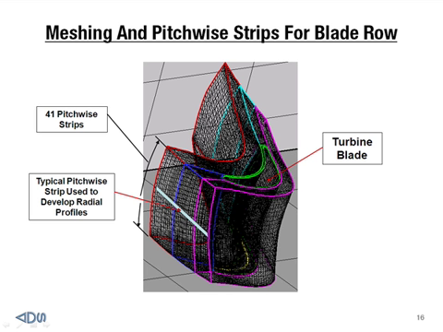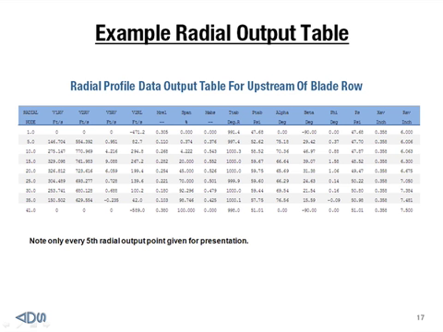So highlighted there is one of the pitchwise strips that are used, and there would be then 41 of these strips. For each one of these strips, the flow would be mixed out. Remember, the flow is varying in the pitchwise direction. It's certainly not uniform. This is a 3D computation. So this flow is mixed out, and it's this mixed out set of conditions, pressures, temperatures, that are reported for this particular radial location. And so the next chart here provides a typical or example table.